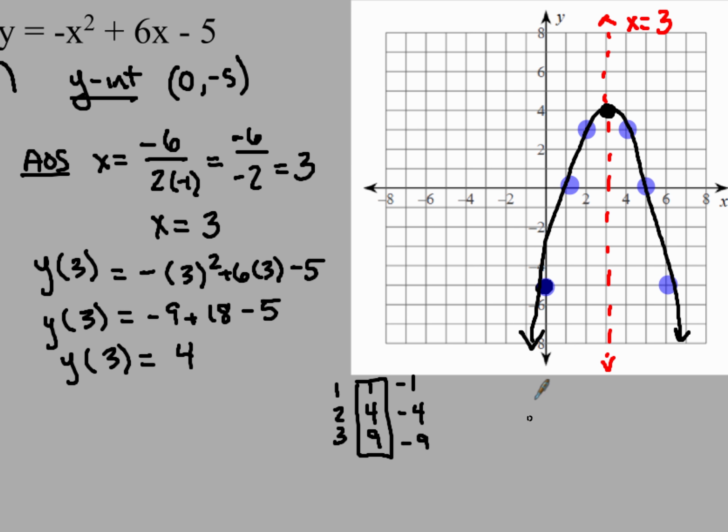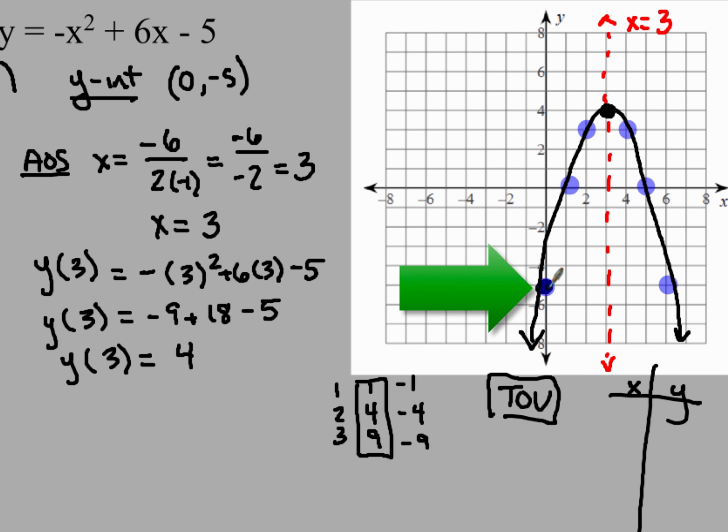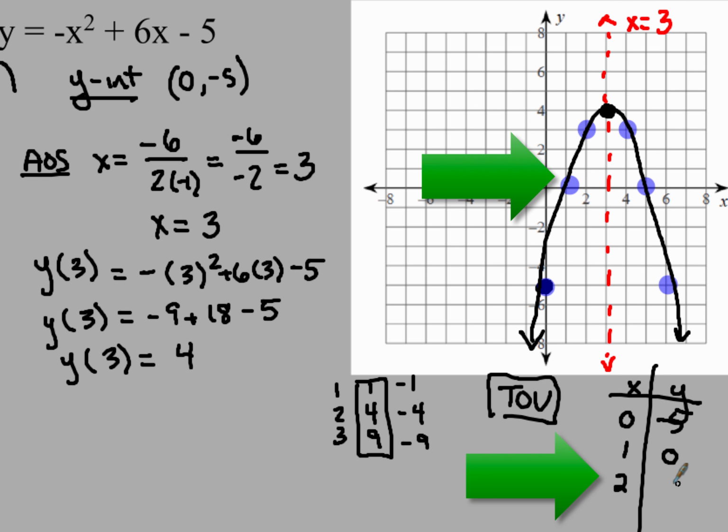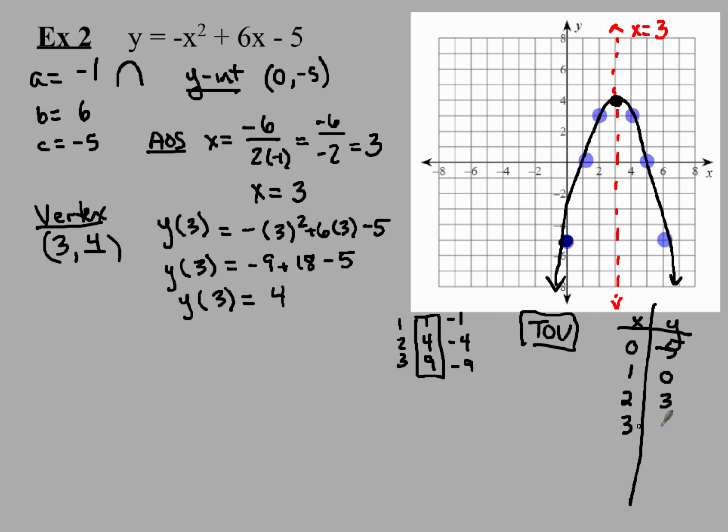Now I'm going to use these values that I got for the points around here from my movement pattern, and that's going to give me my table of values. For the table of values, my x values and my y values, I'm just going to pluck them off one by one. I'm going to start here on the left, which is my y-intercept. So 0, -5 is my first point. Then I'm going to have 1, 0 for my second point. My third point is going to be 2, 3. Now my vertex that I have on there, of course, is 3, 4.